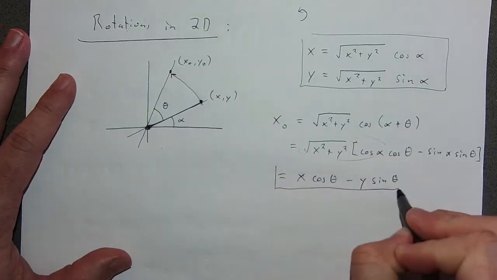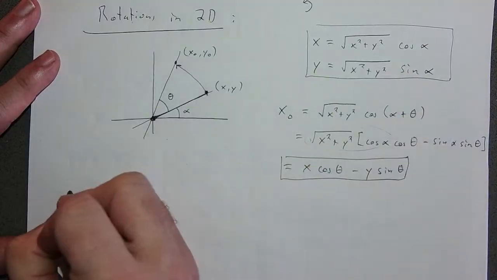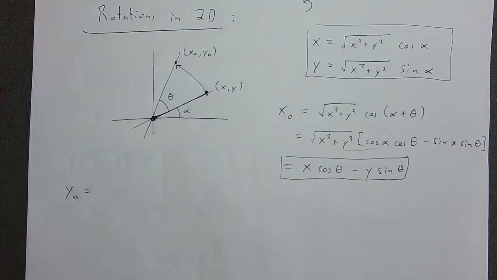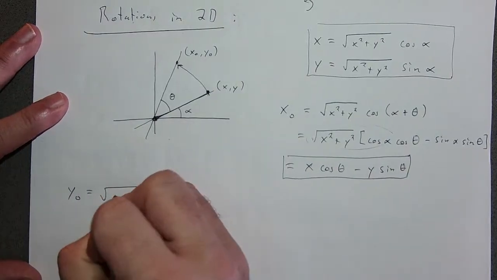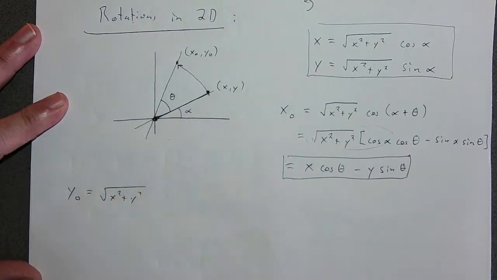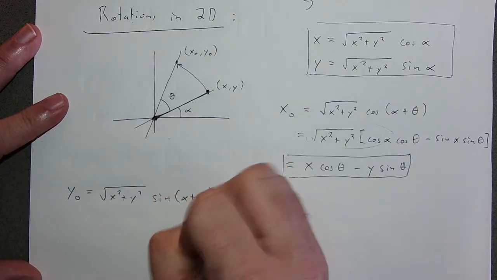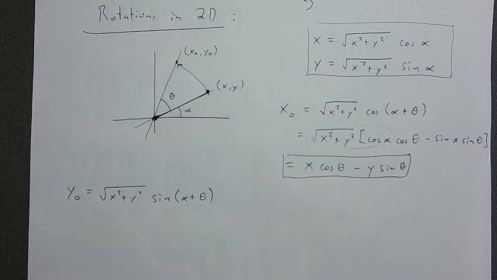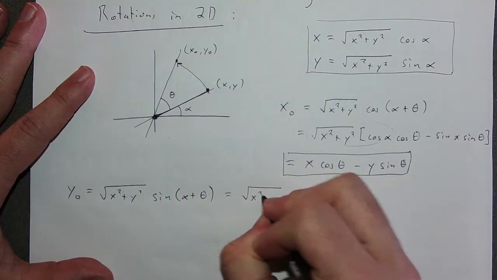Okay. So that's a pretty convenient way of writing this. Now, what about y naught? Let's do a similar sort of thing. Y naught, using, again, polar coordinates. This distance is exactly the same, so square root of x squared plus y squared, times the sine of alpha plus theta, which by the angle sum formula for sine is square root of x squared plus y squared.